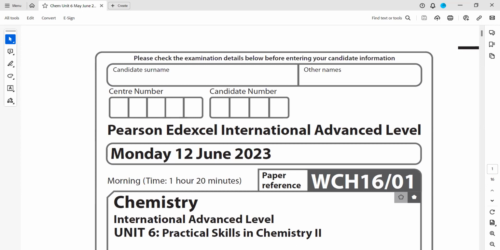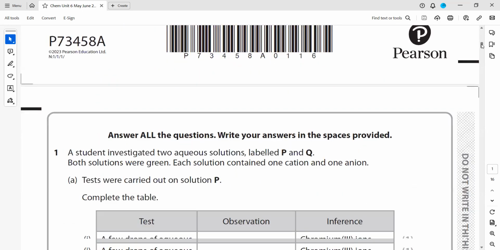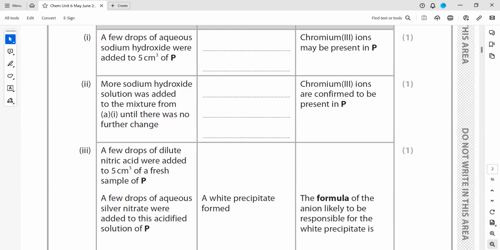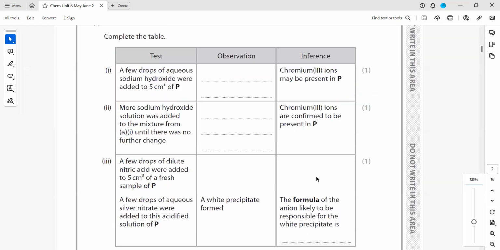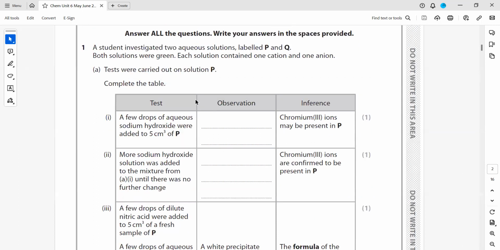So this one is Unit 6 from the May-June 2023 paper. Usually you have to learn the identification of the ions, which is there in the transition element topic. In the question, a student investigated two aqueous solutions labeled P and Q.